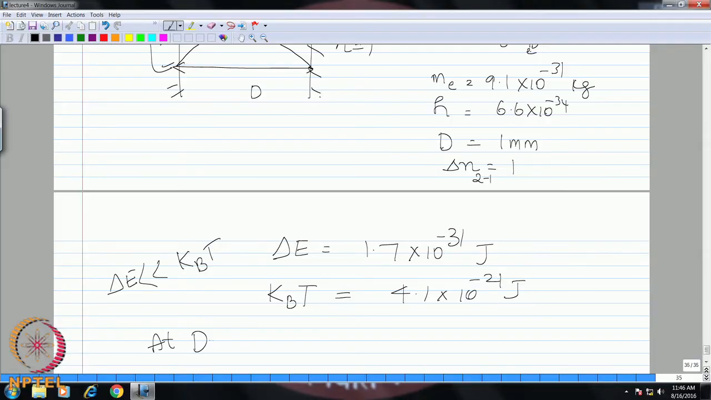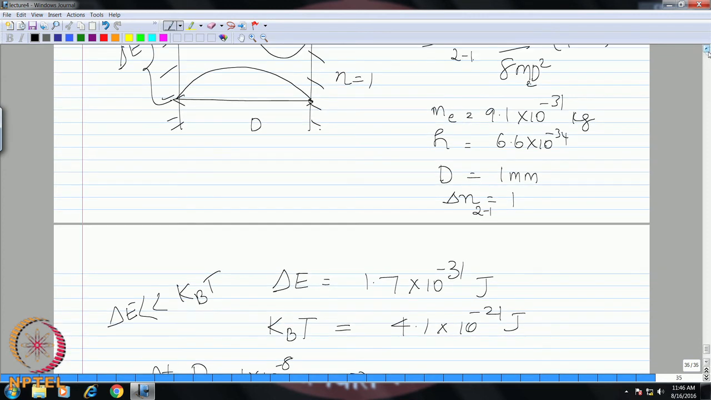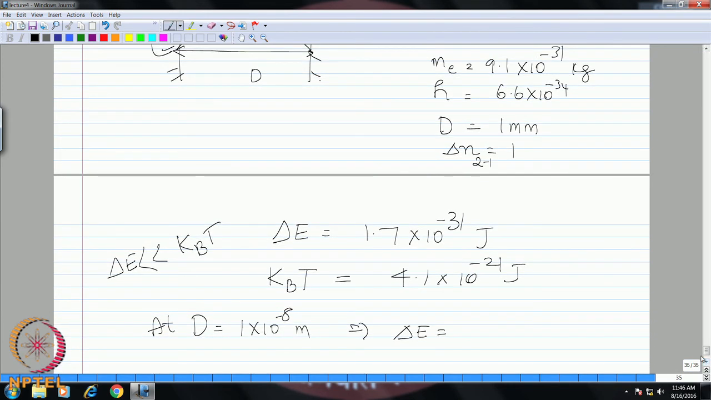Whereas, if you now put your D to the order of nanometers, okay, let us calculate the same thing with D as 1 into 10 power minus 8 meters, 10 nanometers. What happens? What happens to delta E? Okay. So, this we have d square in the denominator now. So, as your d is reducing, that should increase as 1 over d square.